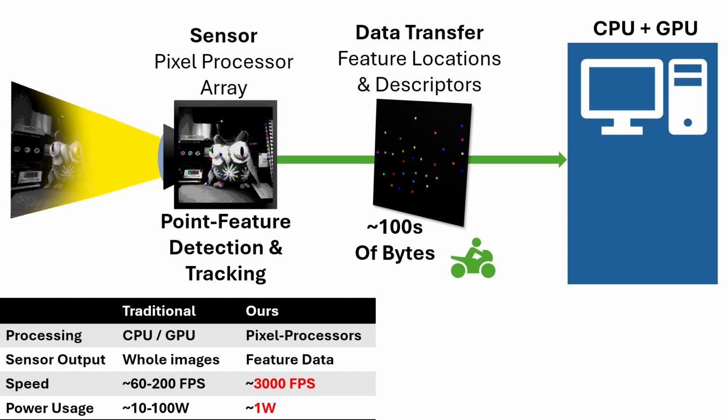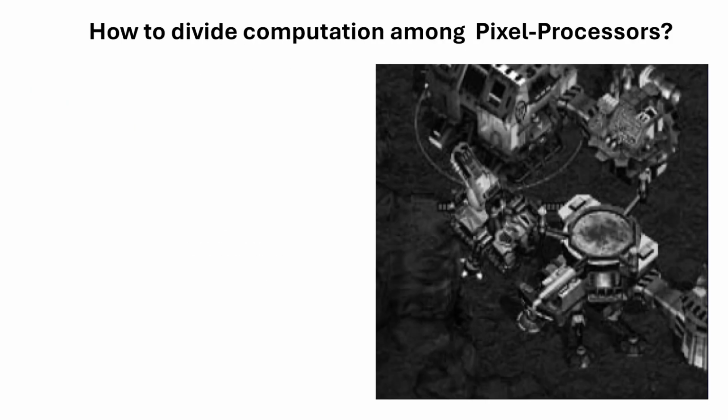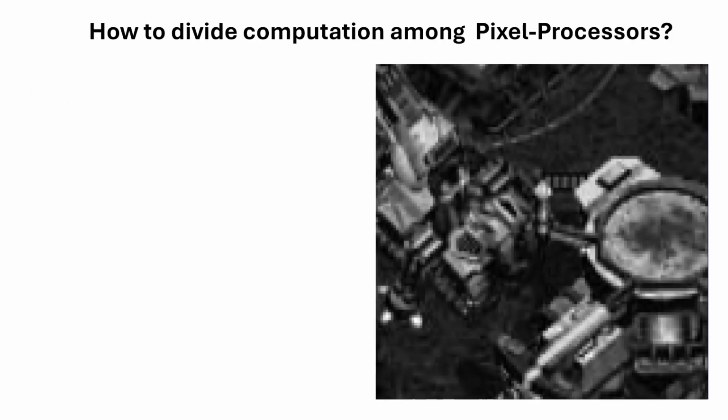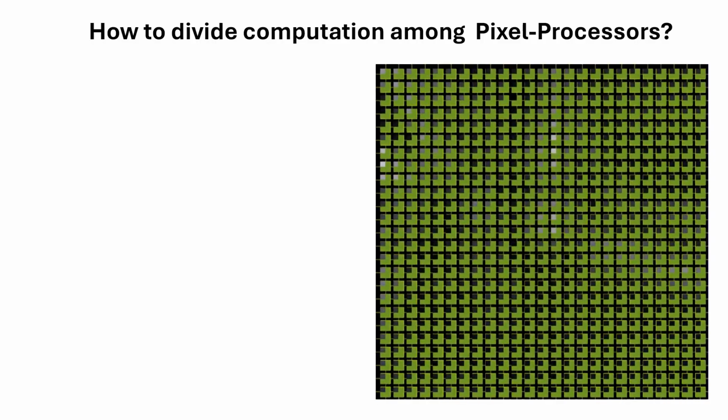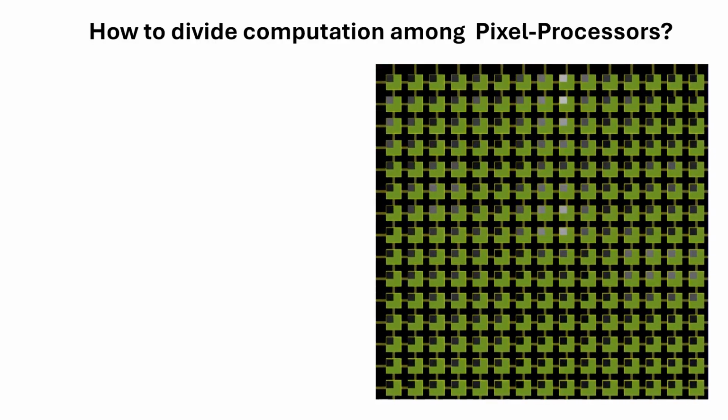This is a massive reduction in the amount of data transferred from sensor to processor per frame, and will give us huge improvements in efficiency and power usage, allowing us to run at thousands of FPS at only 1 watt of power. Now turning to the actual algorithm being performed upon the pixel processors, the first question to ask is how to divide computation between them to perform detection and tracking of point features.